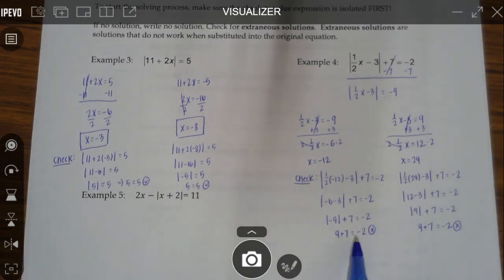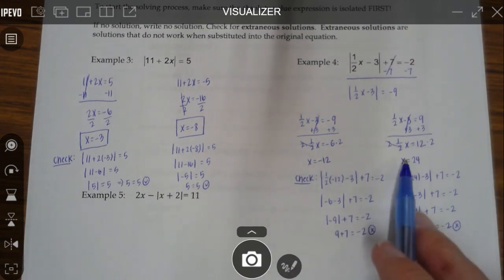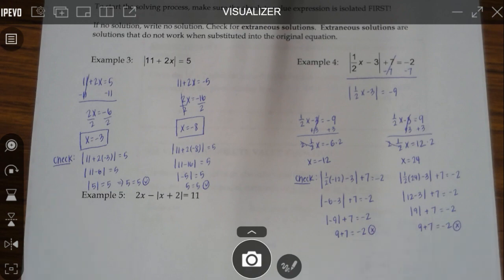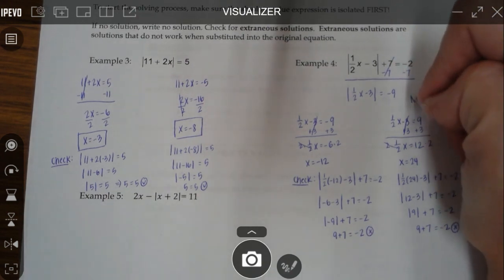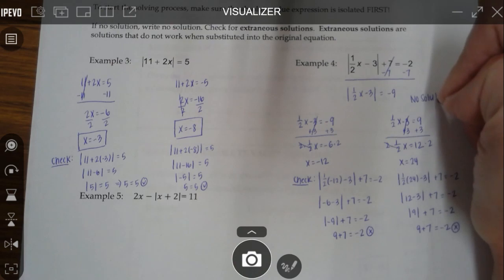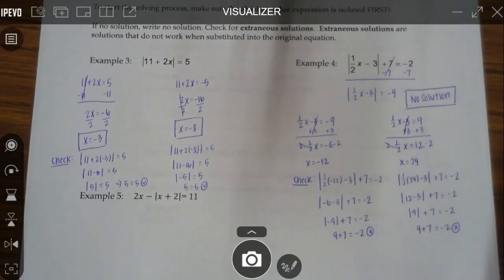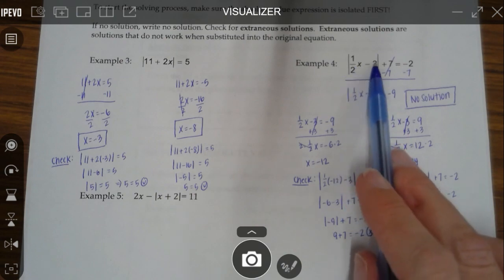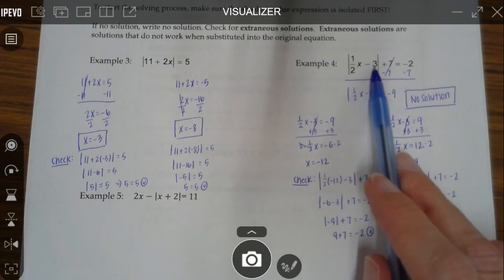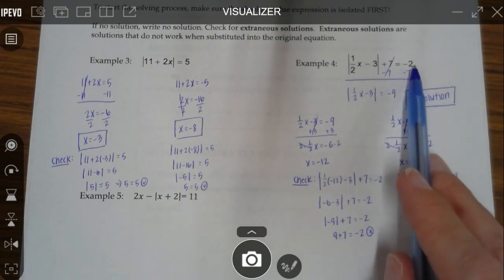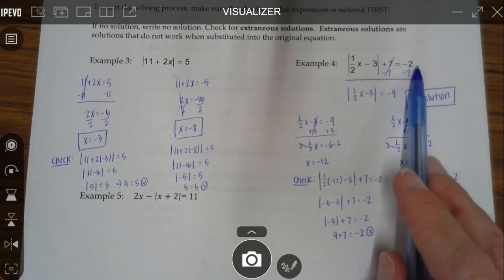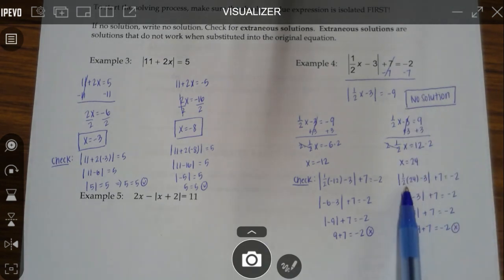So if neither of these check out, if I don't have either of these coming up as a solution when I check it, this is actually a no solution. And I'll tell you why. C always has to be positive, because there's literally nothing that I'm ever going to be able to plug into an absolute value here and for it to equal a negative number. And that's kind of why my check didn't work.